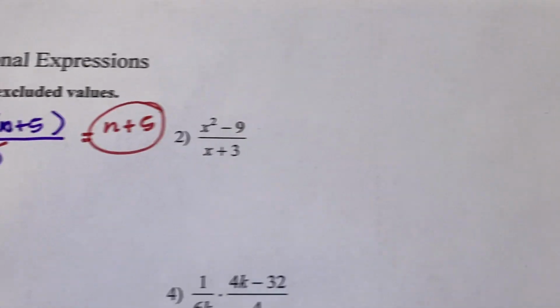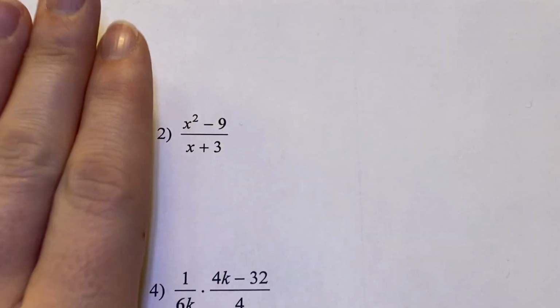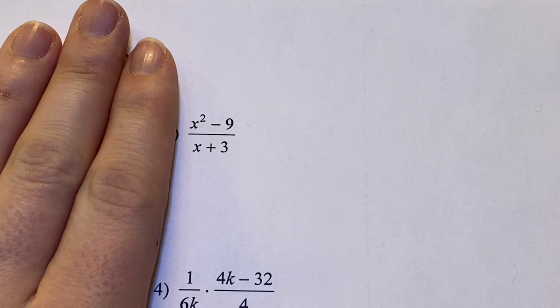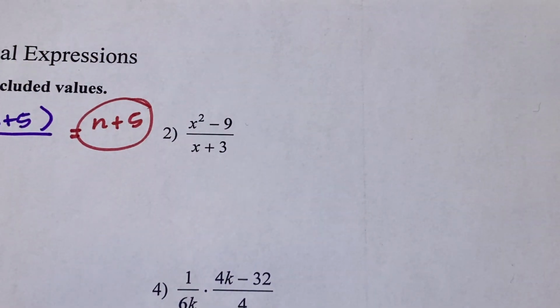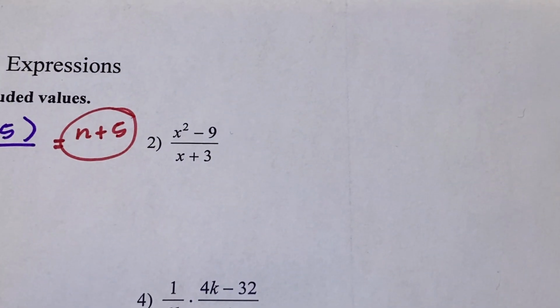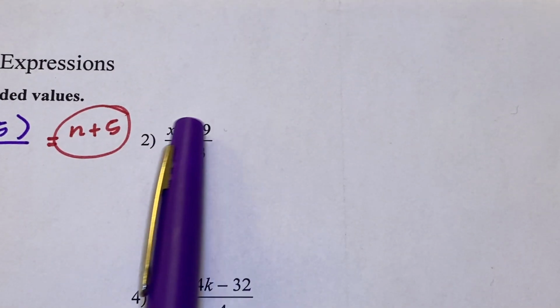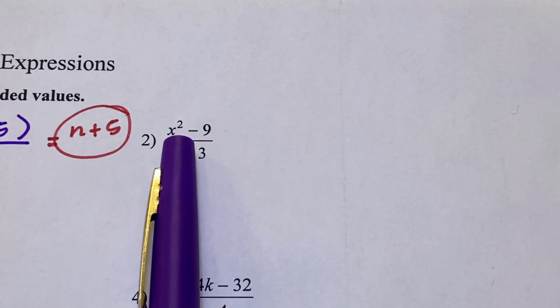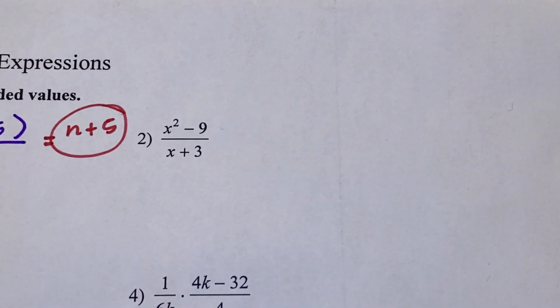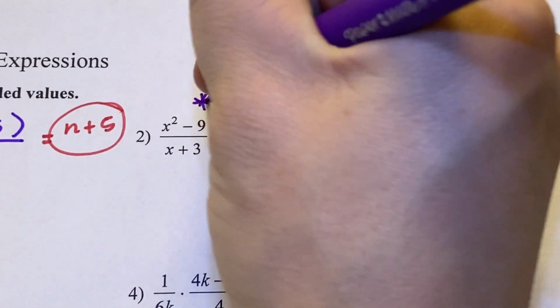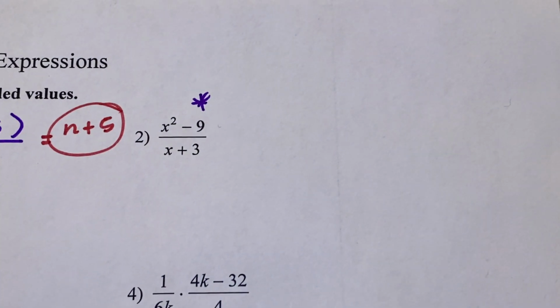Okay, number 2. Again, how many fractions, how many rationals do we see? Just 1. So we're not multiplying, dividing, adding, or subtracting. We're just reducing, simplifying. So look at our numerator. Can we factor this? Do you see a squared in there somewhere? Yes. Okay, this is the special one. Maybe put a star by it.